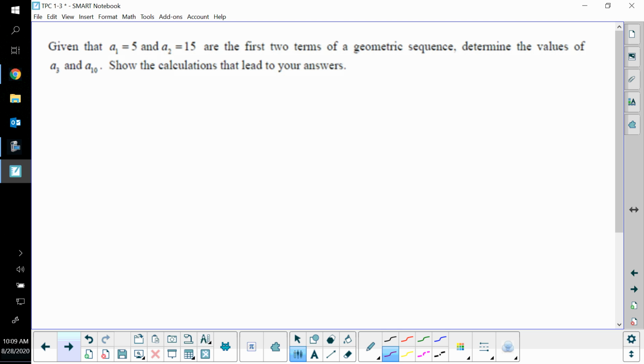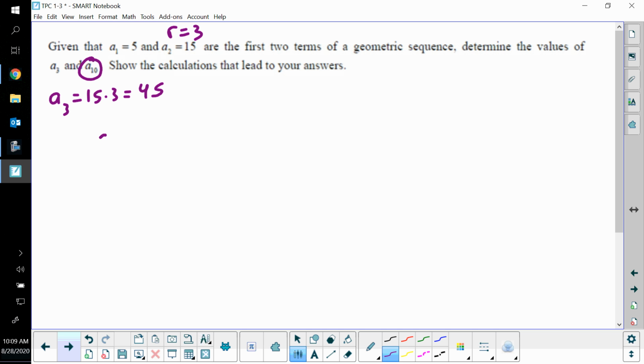They tell us A1 is 5 and A2 is 15. So, because it's geometric, we can tell that we're multiplying by 3. And if you're unsure of that, do 15 divided by 5 to get 3. Well, A3 is pretty easy. Just do 15 times another 3. That's basically doing a recursive sequence, and we get 45.